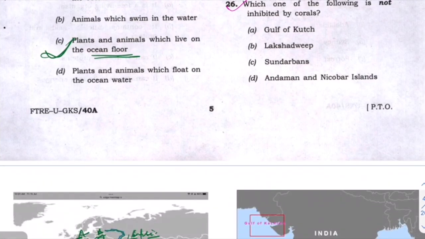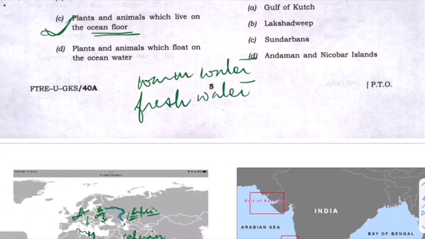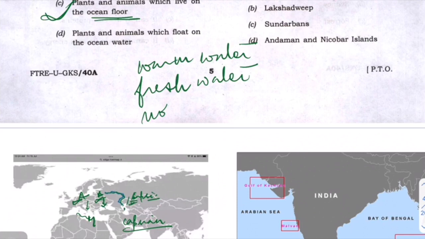Which one of the following is not inhabited by corals? For corals, you need to understand a few things: they live in warm water, right? And there should be fresh water, right? No siltation.